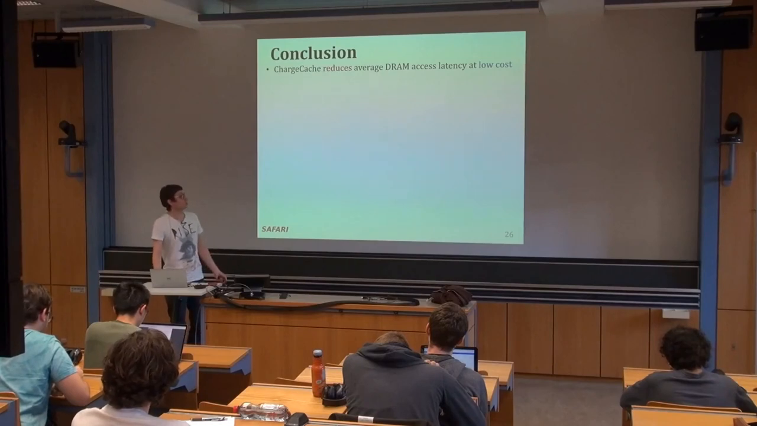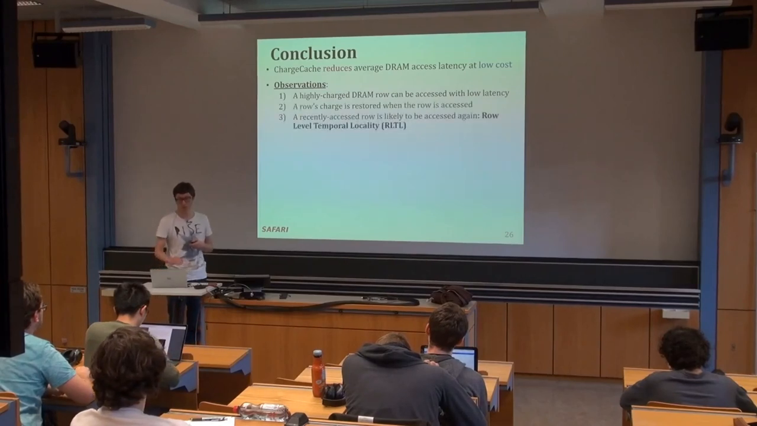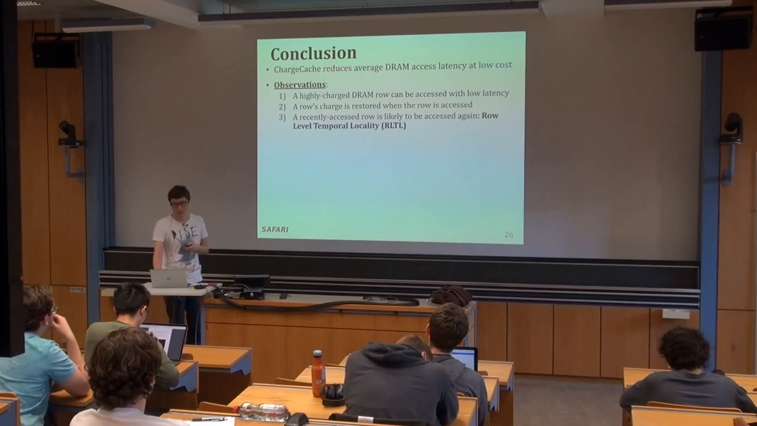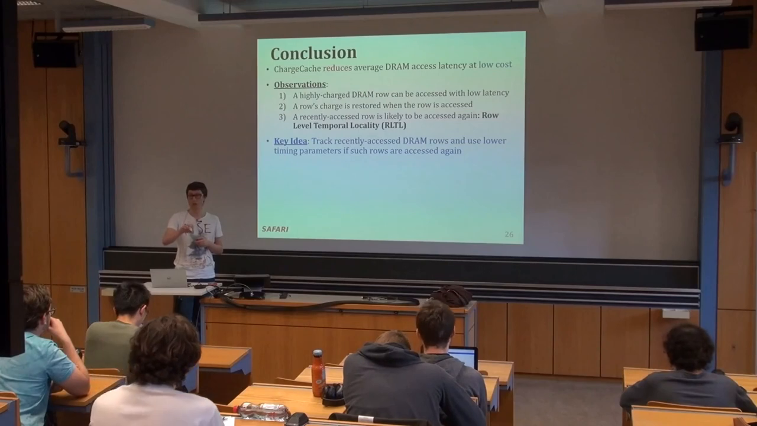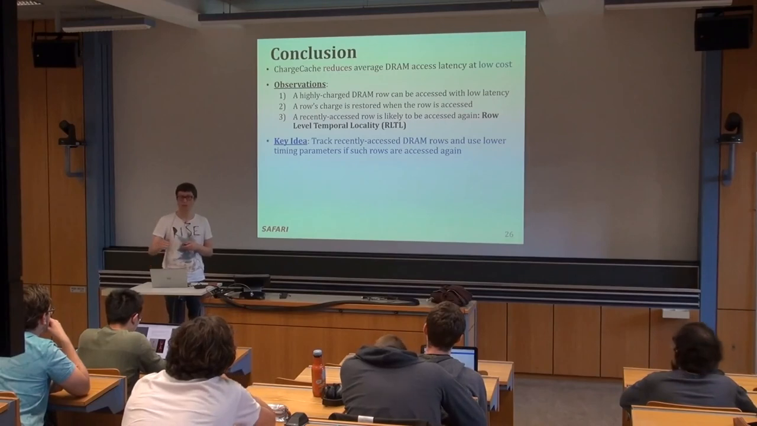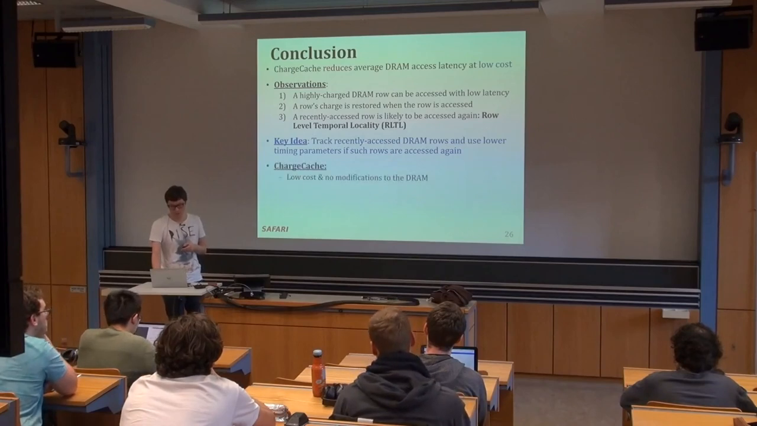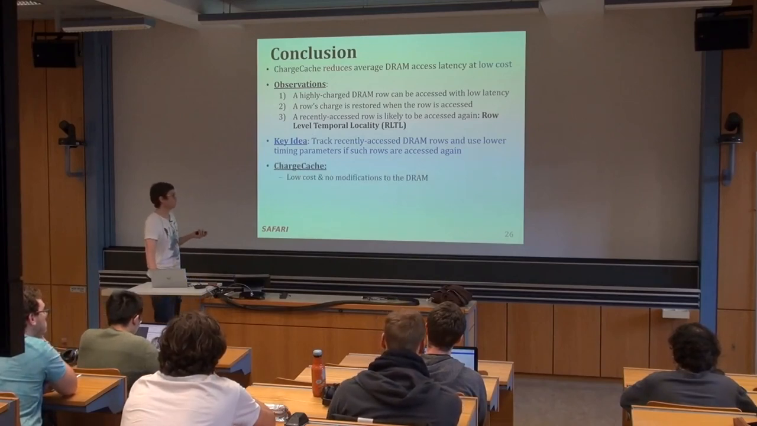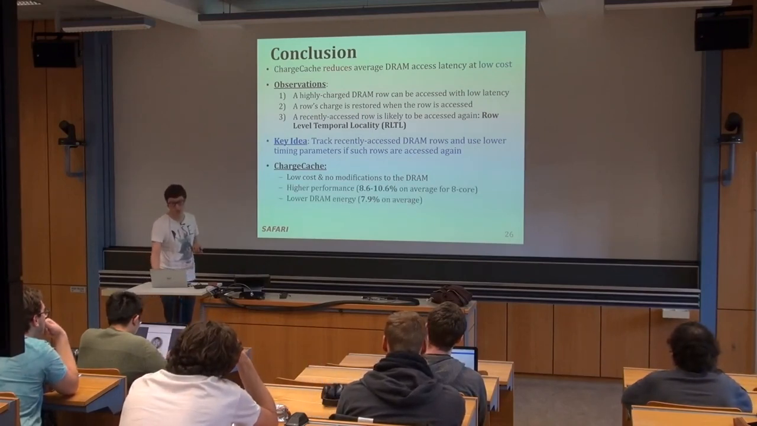So ChargeCache is a mechanism to reduce the DRAM access latency without any changes in the DRAM chip and some small additions to the memory controller. And those are the two observations that we exploit in order to develop this mechanism. The key idea was to place those recently accessed rows in a table because we expect them to be accessed again in the near future, right? And then whenever that happens, we instruct the memory controller to use lower timing parameters. So at the end, ChargeCache is a low-cost mechanism that doesn't require modifications to the DRAM. It improves performance and also DRAM energy.